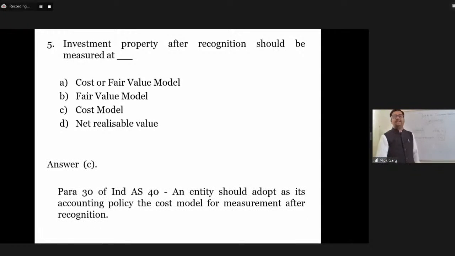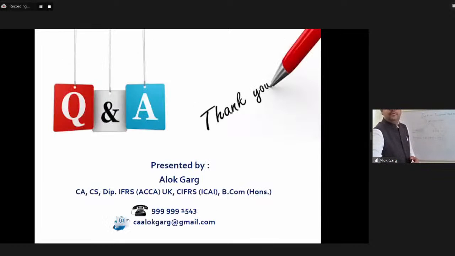Para 30 says that an entity shall adopt as its accounting policy the cost model for measurement after recognition. This is the only model which is allowed. Under IFRS, there are 2 models, cost model or fair value model. So this is all about this IndAS 40 standard, the investment property standard.